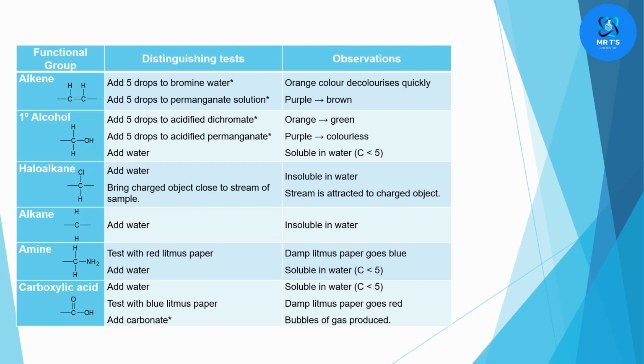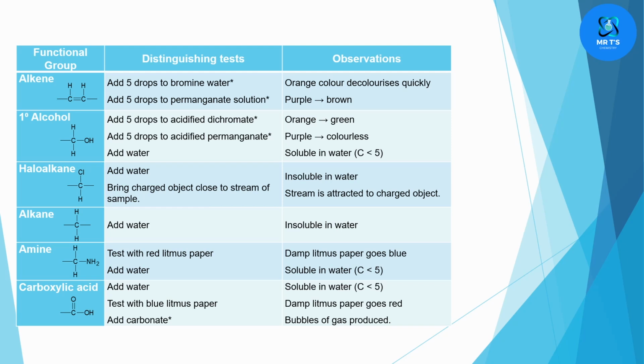We're going to be given a scenario where we will have unknown samples of organic substances. All of these organic substances are going to be liquids at room temperature, and they're going to be colorless. So we can't identify whether they are alkenes, alcohols, haloalkanes, alkanes, amines, or carboxylic acids.